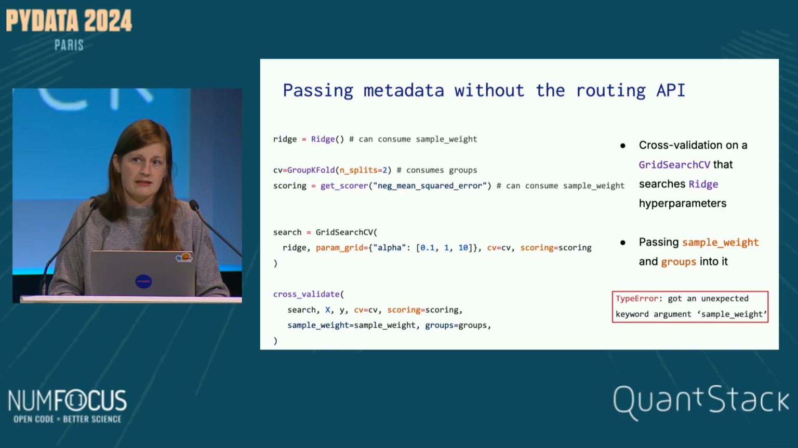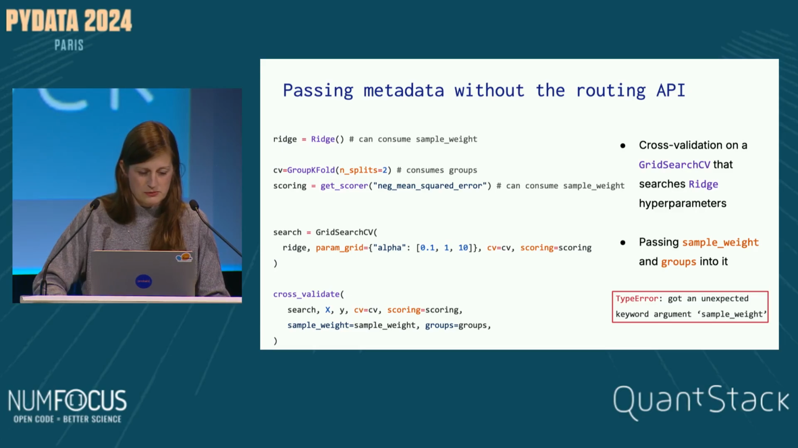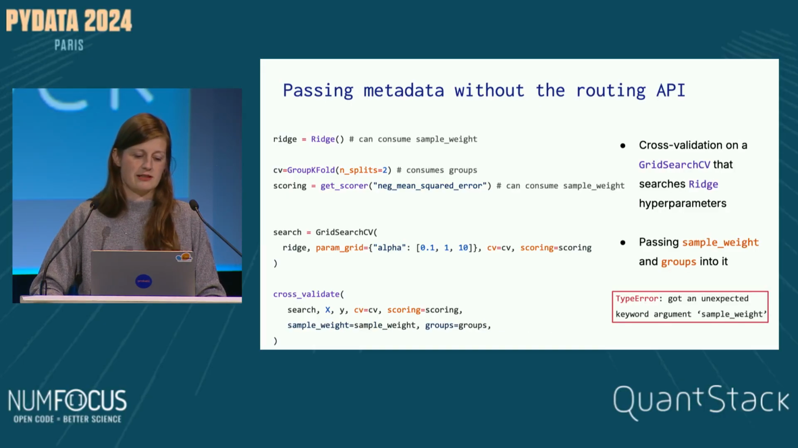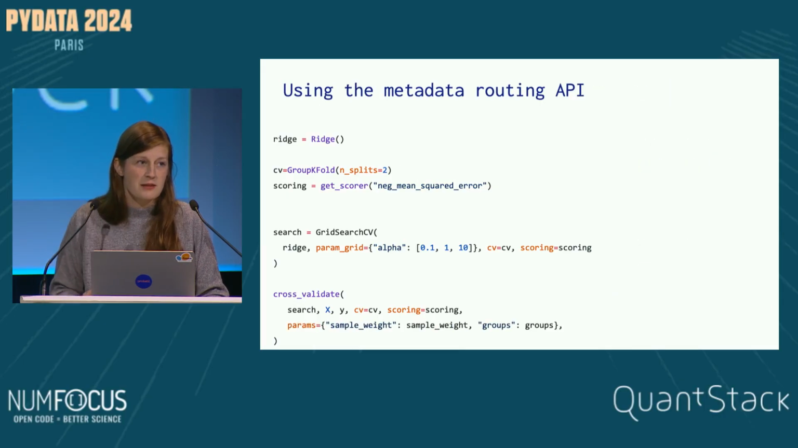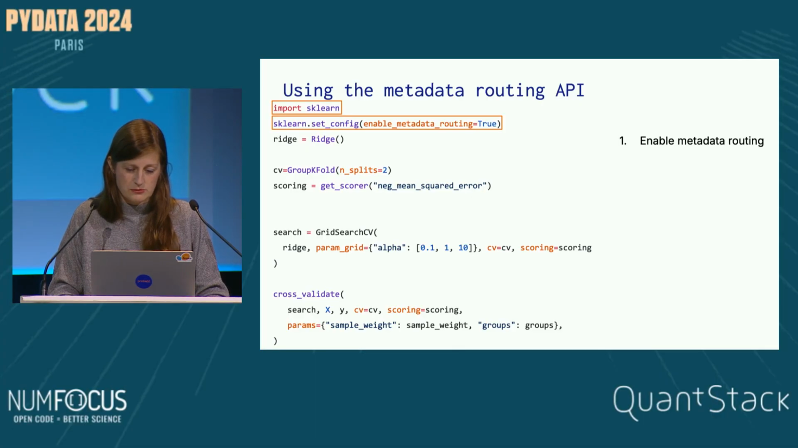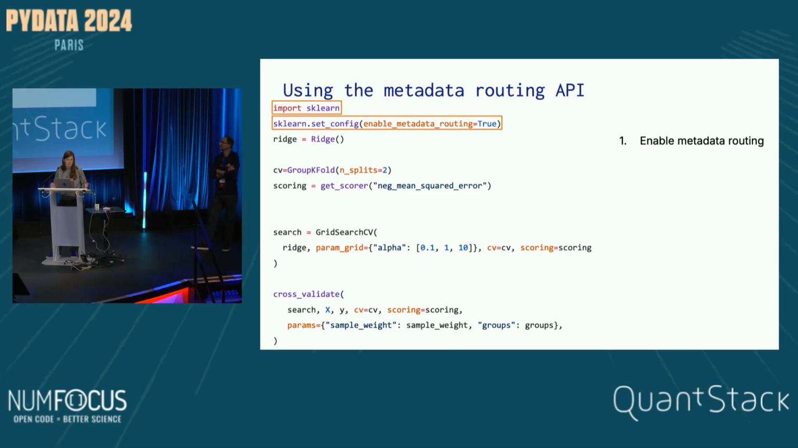And this has been fixed with the new metadata routing API. I will show you how it works. So I will switch to the next slide, and it's the same code, okay? But this time we will use the metadata routing API to actually route the metadata to where it belongs. In order to do this, because it's still experimental, we have to enable metadata routing. So this is how we do it. We set a global configuration to enable metadata routing, and that's it.